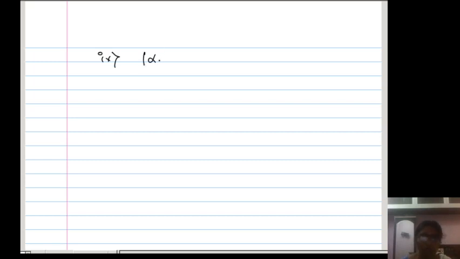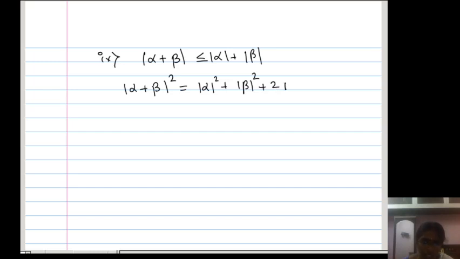What we have to prove: mod alpha plus beta should be less than or equal to mod alpha plus mod beta. That we have to prove. Now LHS. From the second property, what is the value of mod alpha plus beta whole square? Tell me first of all, what is the second property? Mod alpha square plus mod beta square plus 2 into real part of alpha beta bar, from the second property. In this theorem only we did it like this.